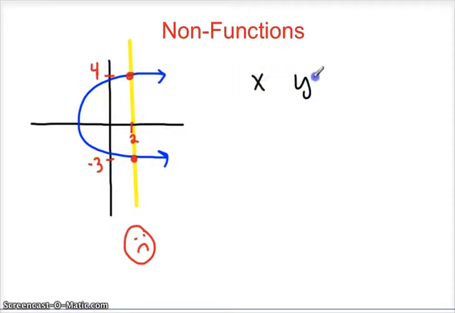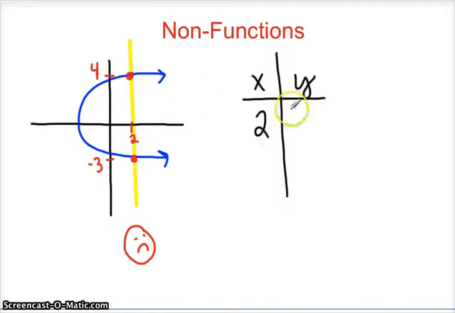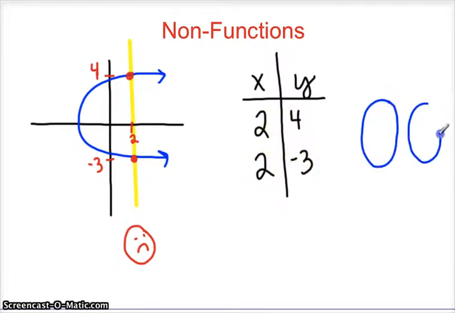and a y value of -3, which means I have two y values, not just one. If we were to look at what this would look like in a table, then I have the point (2, 4) and the point (2, -3). So 2 maps to 4 and 2 maps to -3. If you remember our mappings from earlier, if I have my x and my y, 2 goes to 4 and -3.